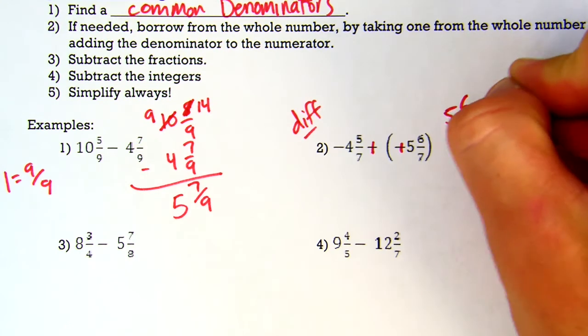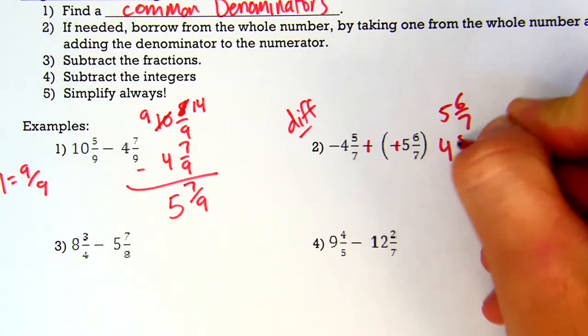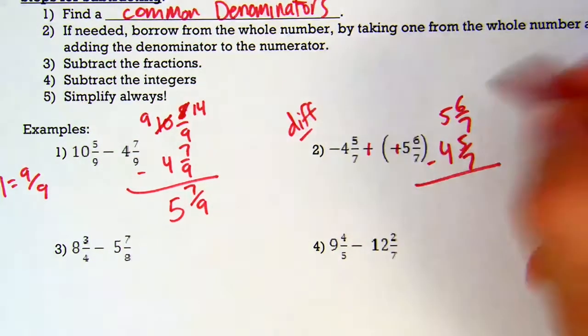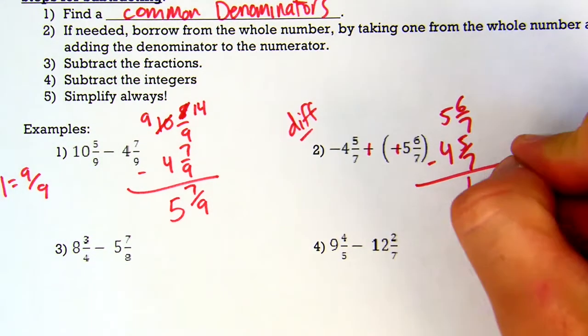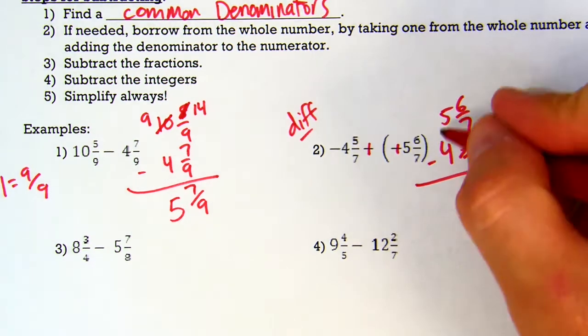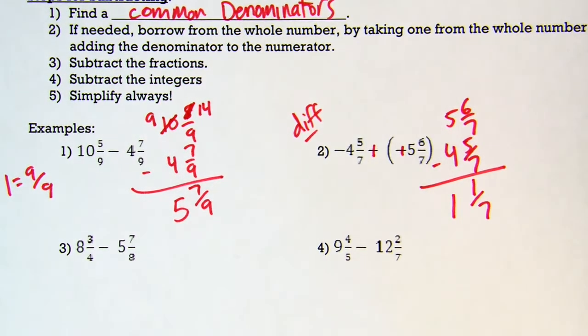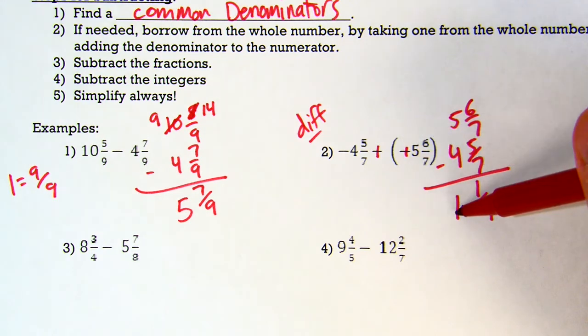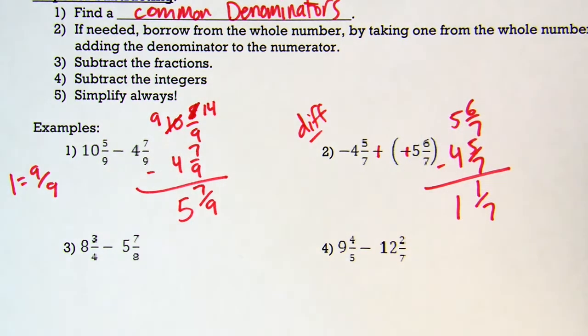So I do 5 and 6/7 over 4 and 5/7. Go ahead and subtract them. 6/7 minus 5/7 is 1/7. And then 5 minus 4 is 1. Go back to my original problem. The positive is bigger than the negative, which means my answer is going to be a positive. So 1 and 1/7 is my answer.